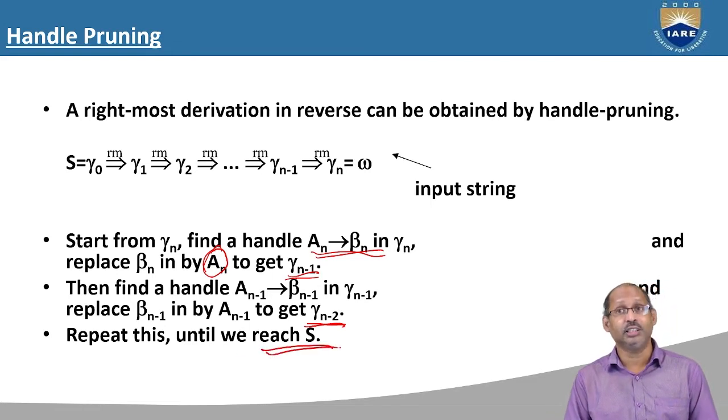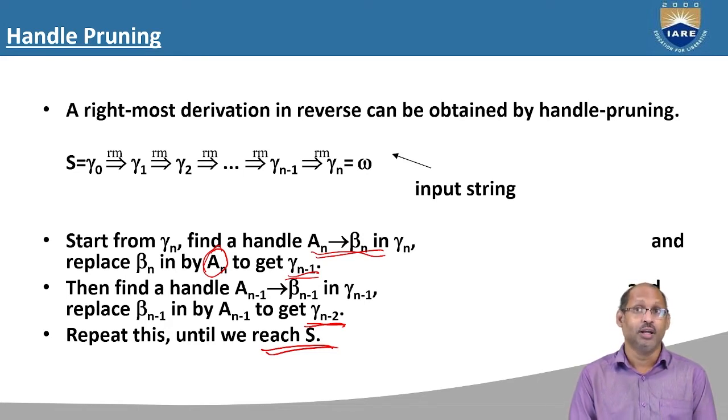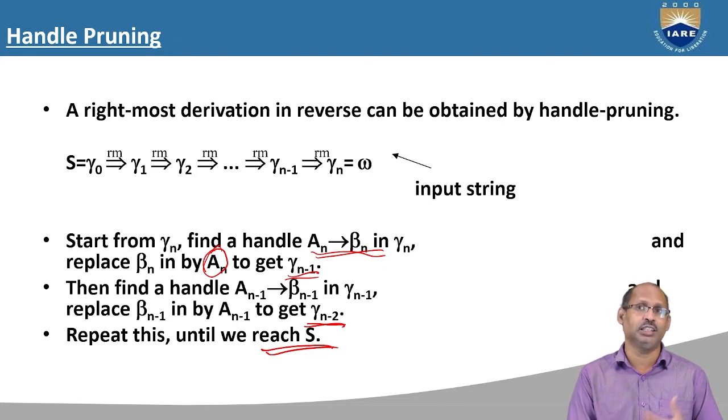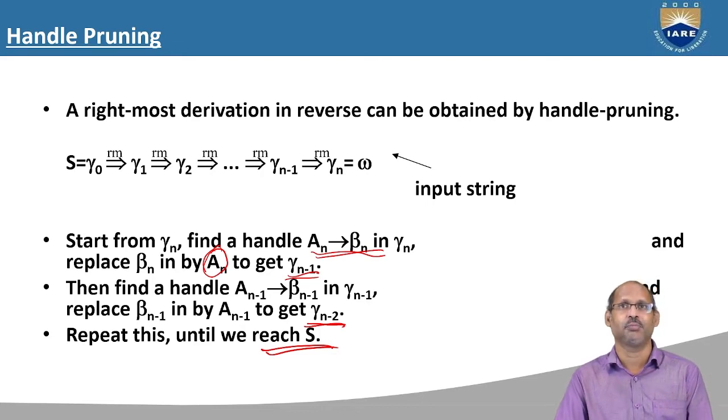So, the process of finding the handle and replacing it with the non-terminal is repeated till it reaches the start symbol. The complete process we call handle pruning. Finding the substring on the right side of a production that is a handle properly, and performing this process some number of times to reach the start symbol, is handle pruning. It is called handle pruning.